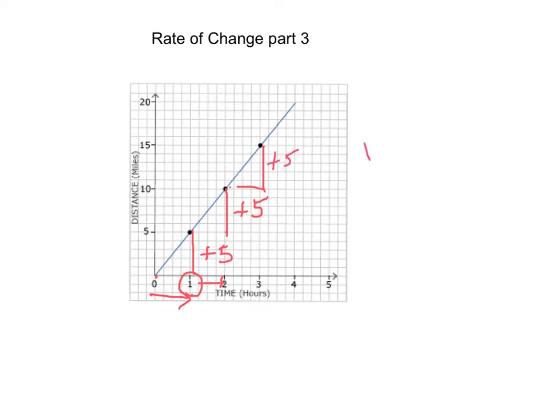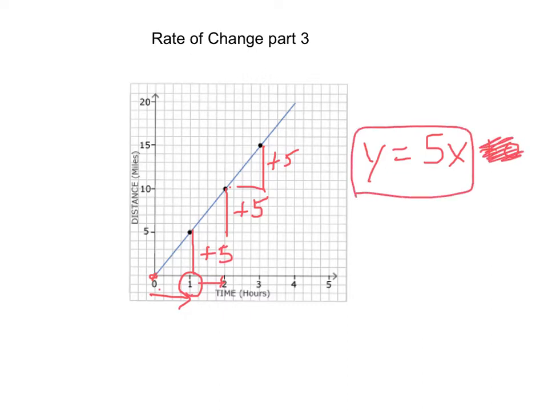And it would be shown in the equation by putting the 5 in front of the variable x. And since the initial value of y in this case, when x was 0, is also 0, then we could put plus 0 to show that, but we really don't need to include that in our equation. This is the equation that this line represents.